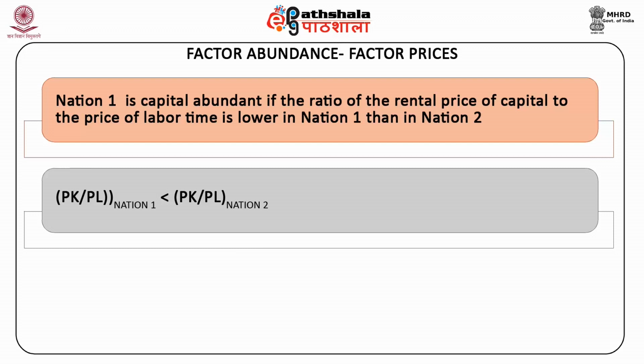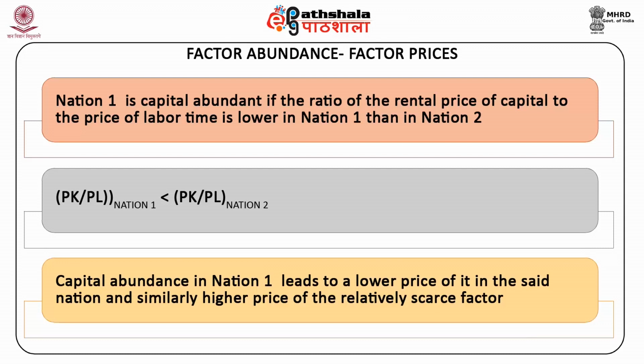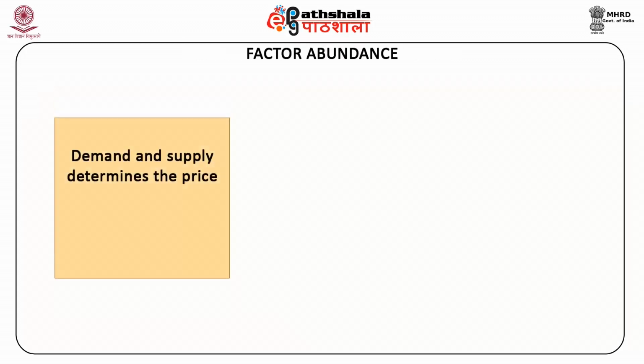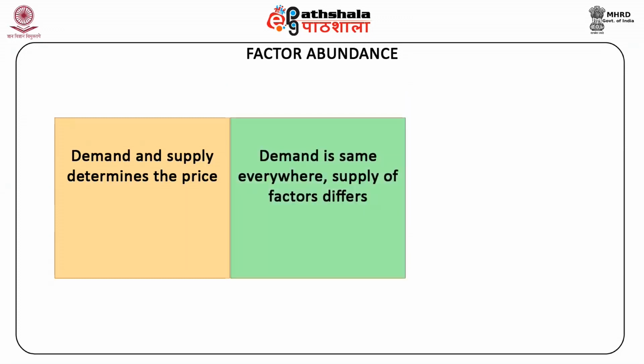This is because capital abundance in nation 1 leads to a lower price of it in the said nation, and similarly a higher price of the relatively scarce factor. We all know that demand and supply together determine the price of a commodity. But here we assume that demand conditions are the same everywhere, and it is only the supply of various factors of production that differ.